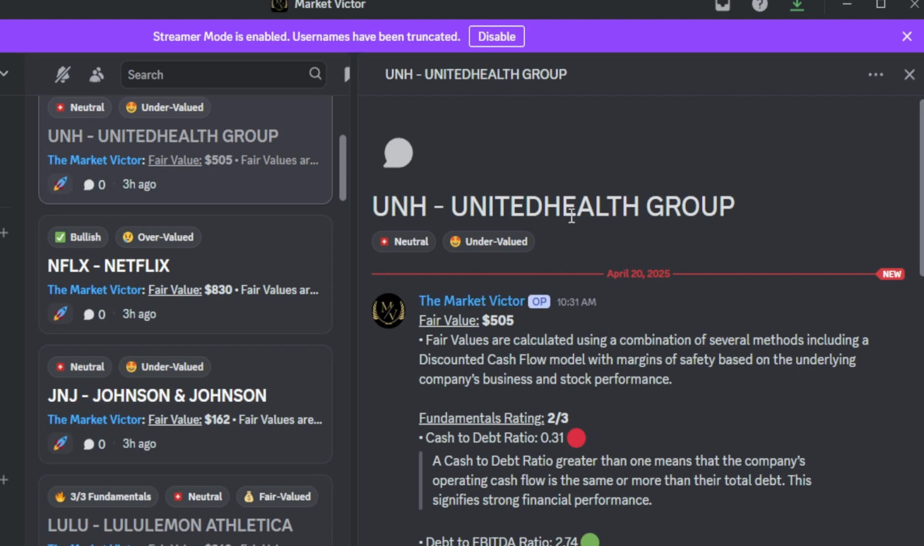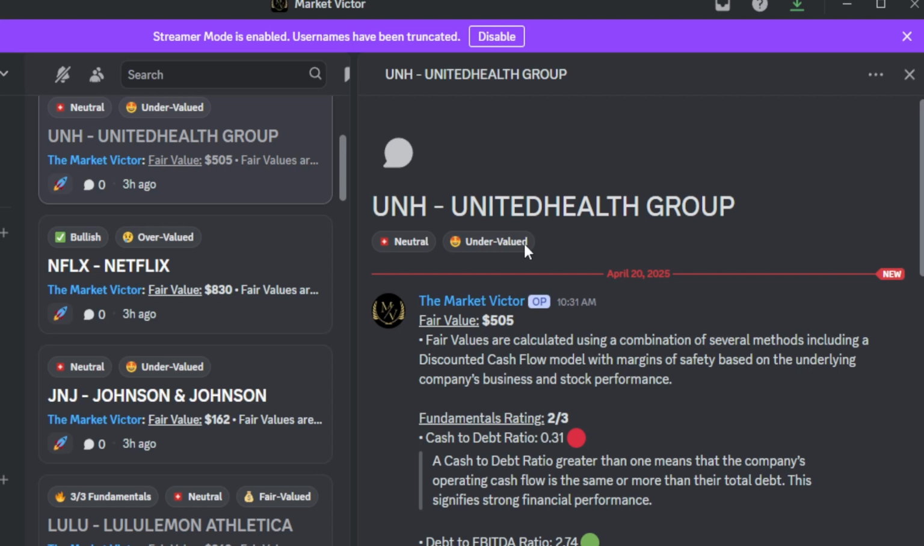I have United Healthcare at a valuation of 505, which is a drop from the previous 525, which makes sense given the guidance cut that they had. I see it as neutral in terms of technical outlook, which means we're not in a bull market, not in a bear market, we're in a sideways market on United Healthcare. And I see it as being undervalued.